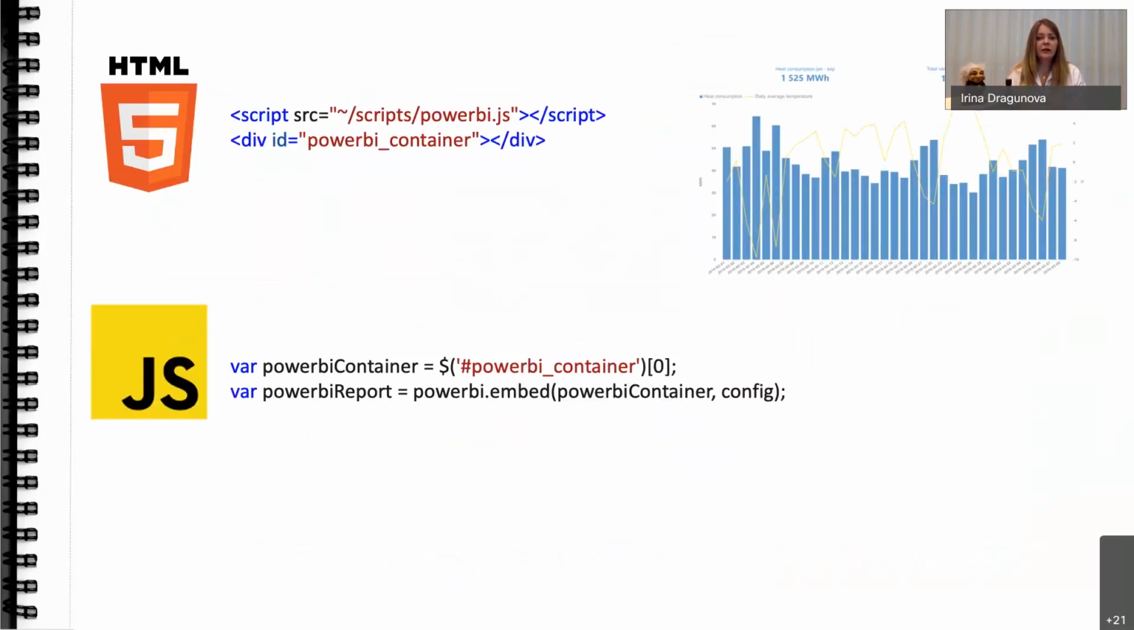add an HTML element with some ID. Then in our JavaScript file, we get the reference to our HTML element and embed the report into this element using an embed config. If you prefer to use TypeScript, you may want to use some other library, which is built on top of the official Microsoft Power BI client library. In our project, we use Angular, and Power BI reports can, of course, be embedded into a React application or some other front-end application. There are no limits here.